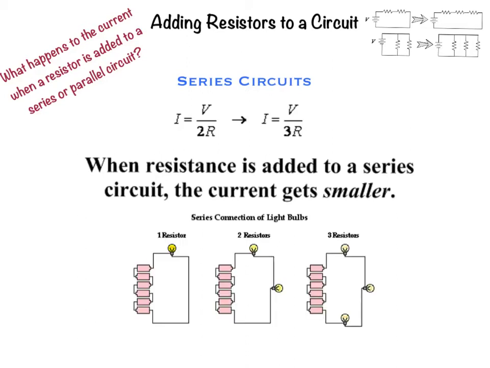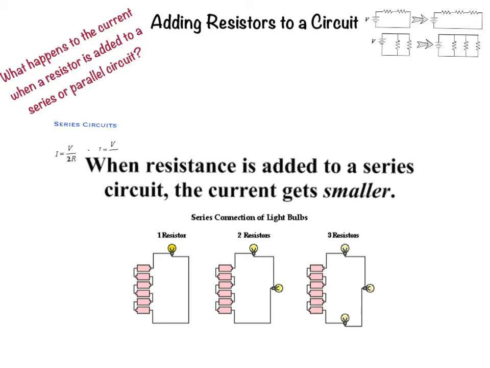If we're talking about light bulbs, then with one light bulb it is fairly bright, and as you start adding more light bulbs, each bulb gets dimmer as you go, and they're all equally bright. Now let's see what happens when we add resistance to a parallel circuit.